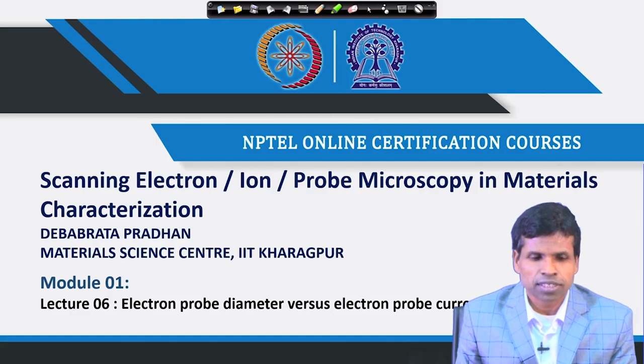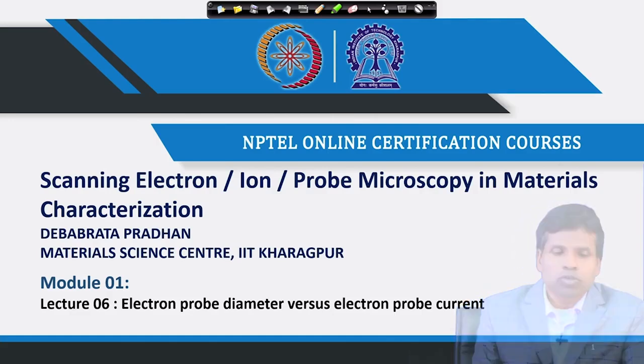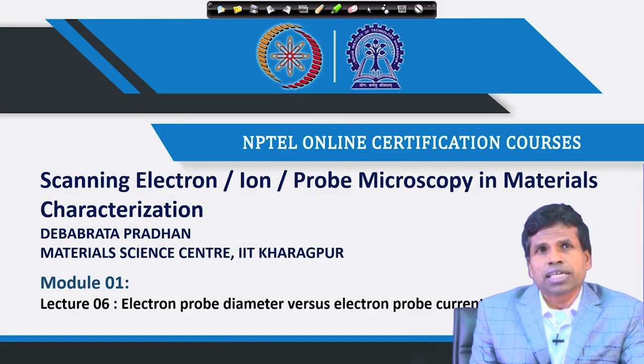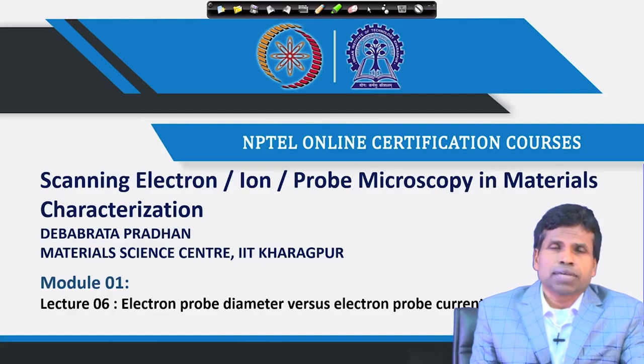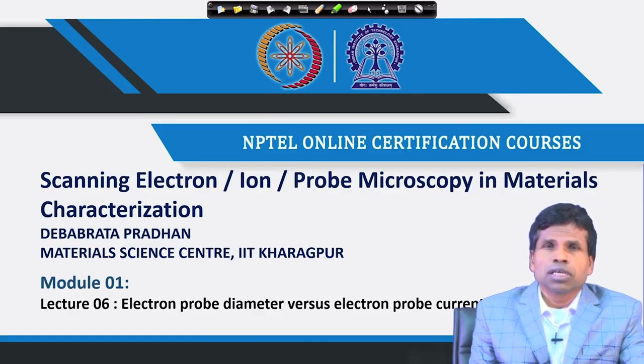Welcome back. In our last lectures, we have discussed different parts of the electron microscope. In particular, I have discussed different electron guns and different types of lenses. First is our condenser lens. Then there are objective lenses, and we have discussed three different types of objective lens that are extensively used in scanning electron microscopy, and the objective aperture.